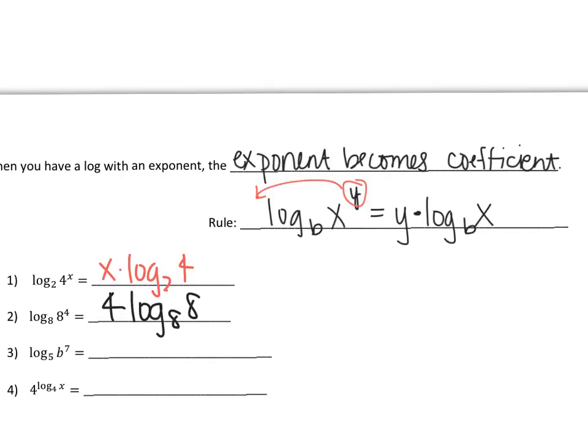Okay, so 3 log base 5 of b to the 7th would really be 7 times the log base 5 of b. We'll get to 4 later. We'll get to 4 next week on Monday.